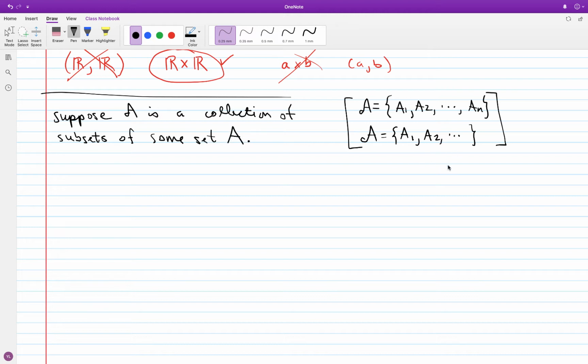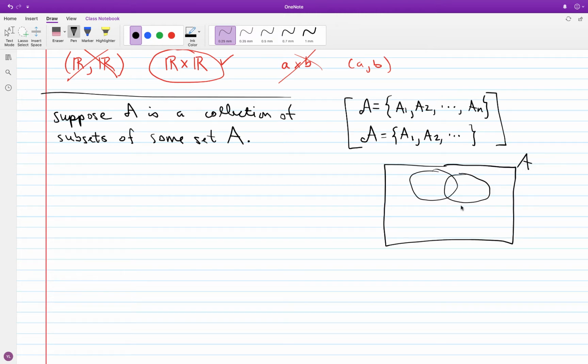Okay, so we're talking about a Venn diagram here, right? You've got some set A that you're interested in, and you're grabbing a bunch of subsets potentially. So this might be A1, this might be A2. Just grab a bunch of sets. All right, so I've got this definition which pops up in a ton of places in mathematics: the notion of a partition.